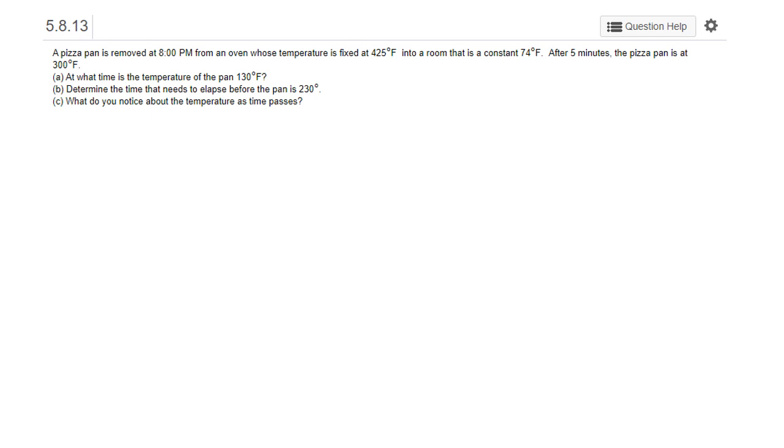Okay, a pizza pan is removed at 8 p.m. from an oven whose temperature is fixed at 425. As soon as we see that we're dealing with temperatures and moving stuff around, we're dealing with Newton's law of cooling. Okay, so Newton's law of cooling is frequently a source of some confusion. You just want to double check to make sure you've got the formula correct. So I frequently end up looking it up myself because I want to make sure that I haven't made any errors.